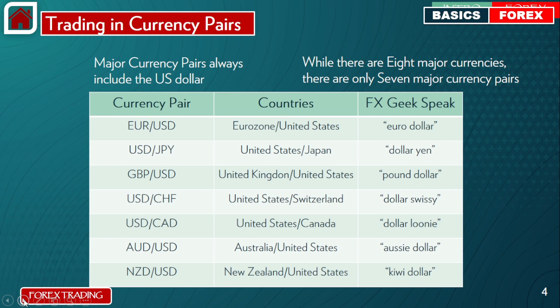So let's see what these are. These are the major 7 currency pairs, and you see in each of them the US dollar is the most important thing. Number 1, we have Euro USD, also called Euro dollar. USD JPY, dollar yen. GBP USD, called pound dollar. USD CHF, dollar Swissy. USD CAD, dollar loonie. And so on, we have the Australian dollar and USD, nicknamed Aussie dollar, and New Zealand USD, like Kiwi dollar.